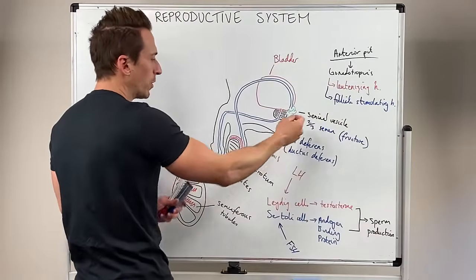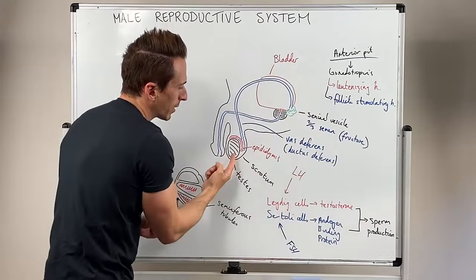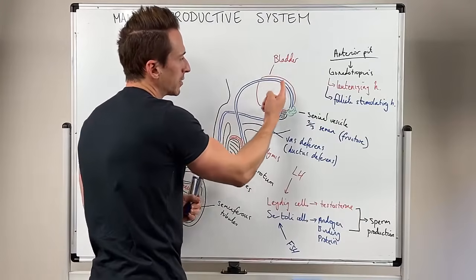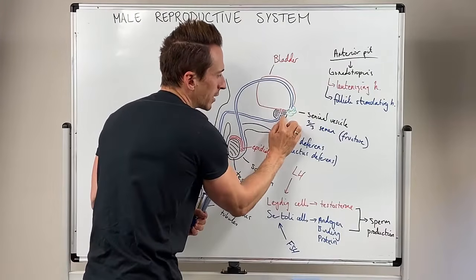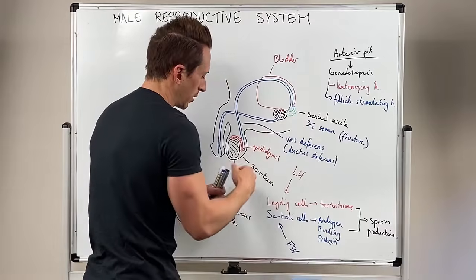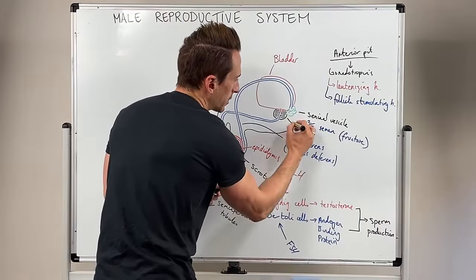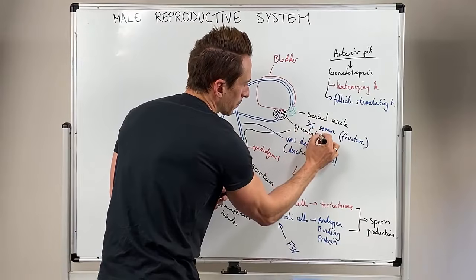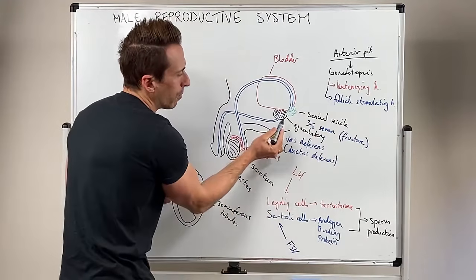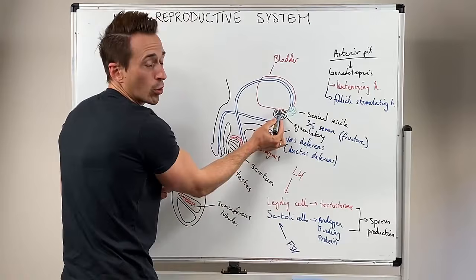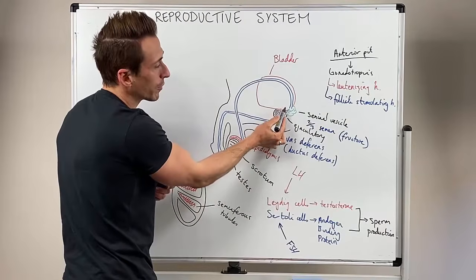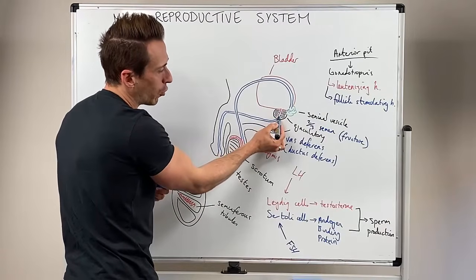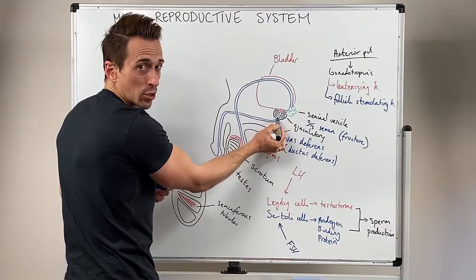So, seminal vesicles produce this seminal fluid. It mixes with the sperm that's coming from the testes via the ductus deferens, and it enters the ejaculatory duct. The ejaculatory duct right here. Now you can see the ejaculatory duct will merge together with part of the urethra, which is coming from the bladder, and it forms the prostatic urethra.